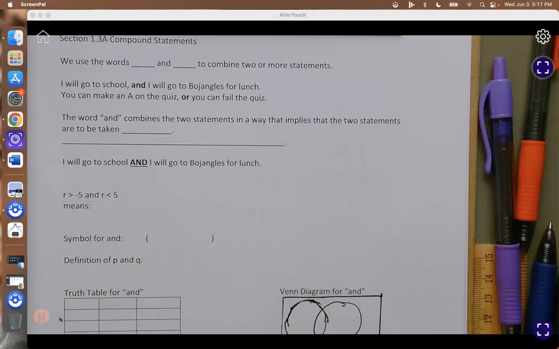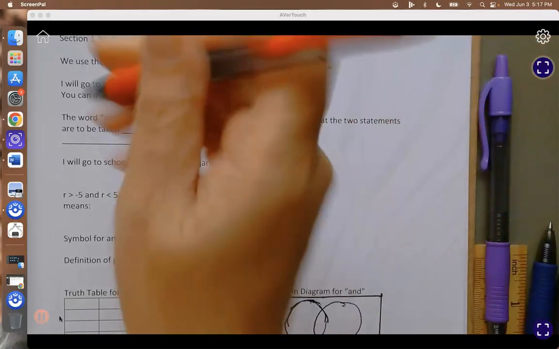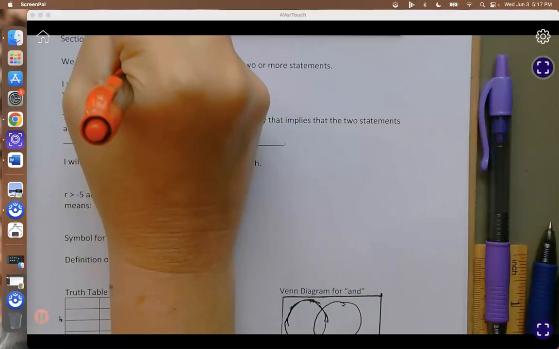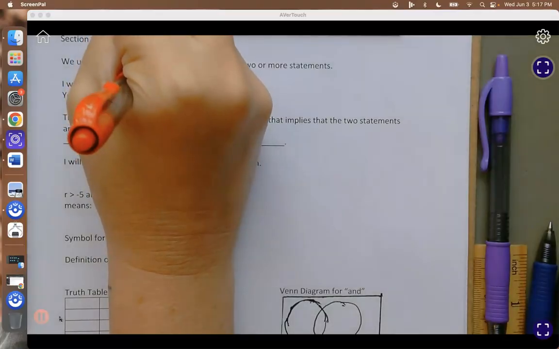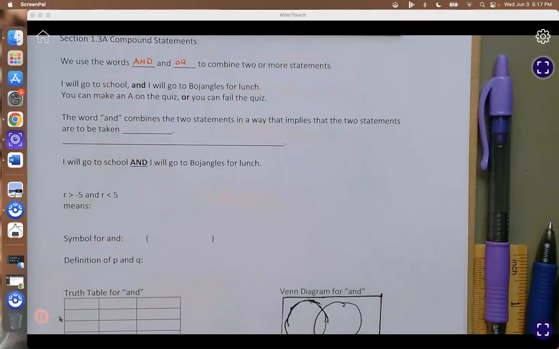Alright guys, so today's lesson is section 1.3a, compound statements. If you think back to compound sentences that you learned in English, you use the words and or to put things together. Same thing applies to compound statements. We're going to use the words and or to combine two or more statements.